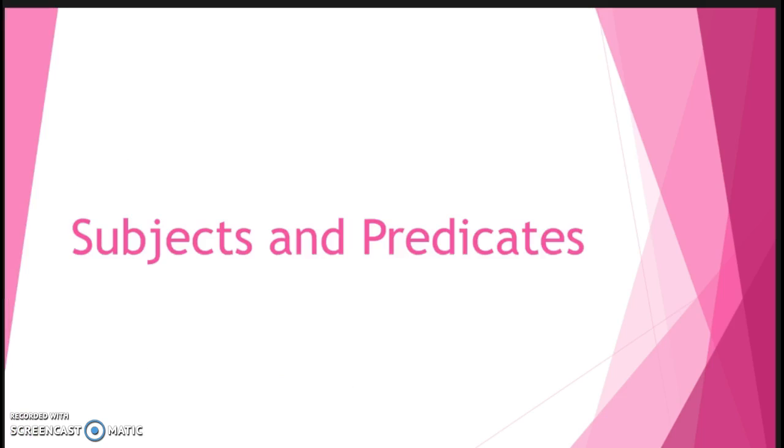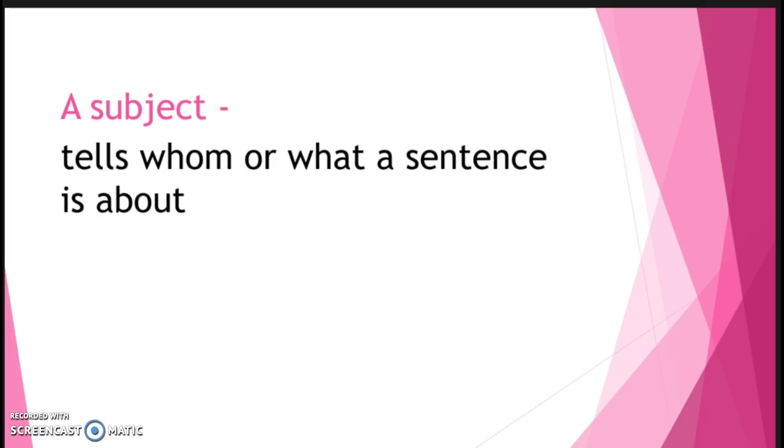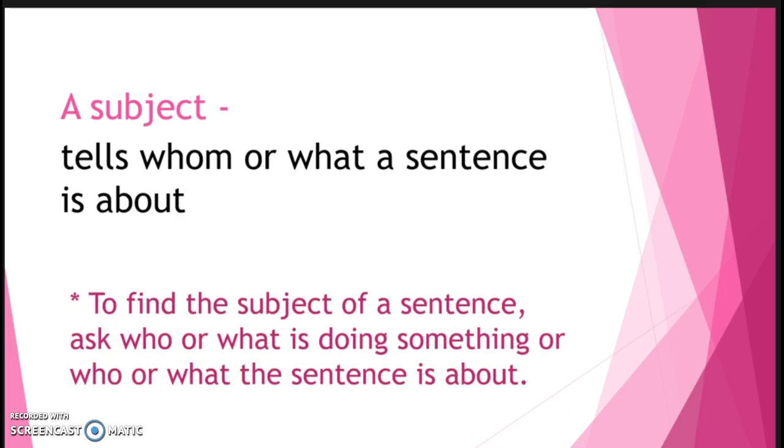Now we're going to go on to talking about subjects and predicates. The first thing you need to know is the definition of a subject. A subject, very simply, tells whom or what a sentence is about. Now, finding the subject of the sentence, you just ask who or what is doing something, or who or what is the sentence about. What's the main thing or person or idea that the sentence is about, and that will usually lead you to the subject.